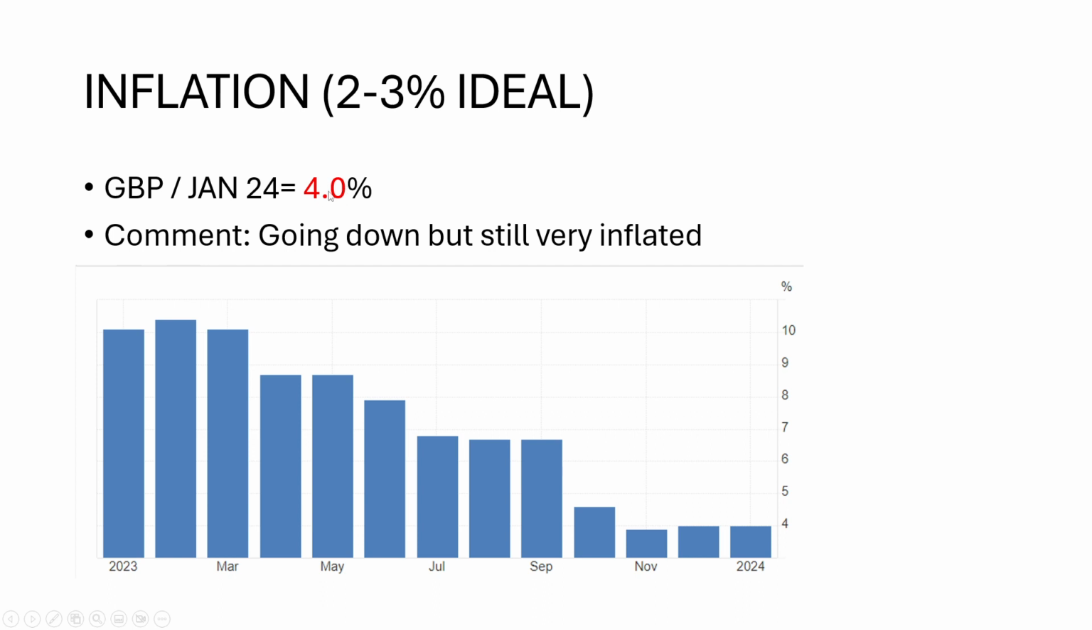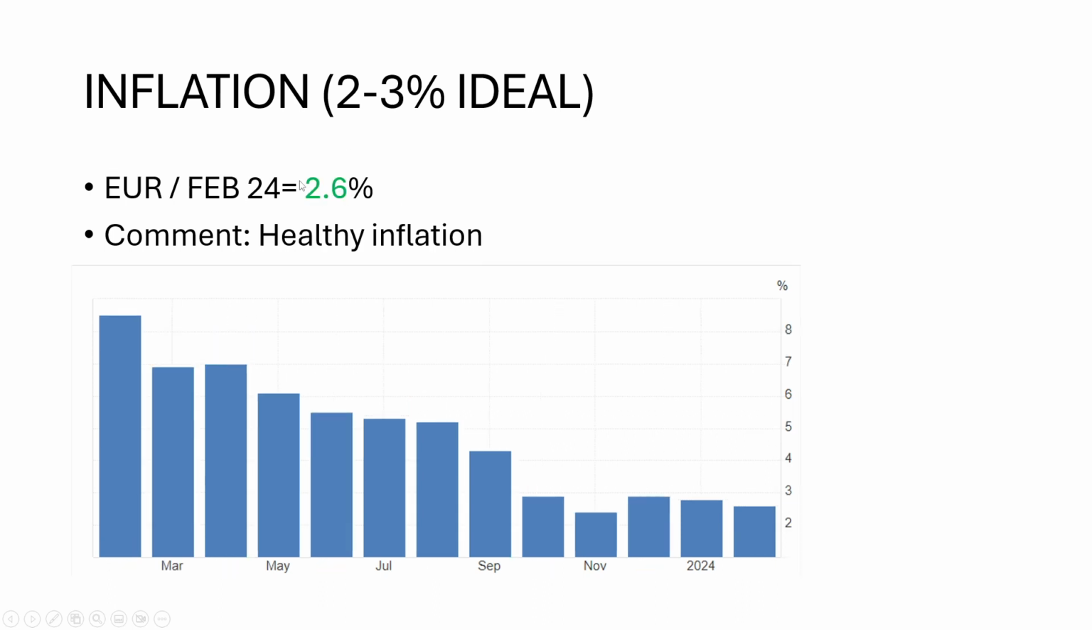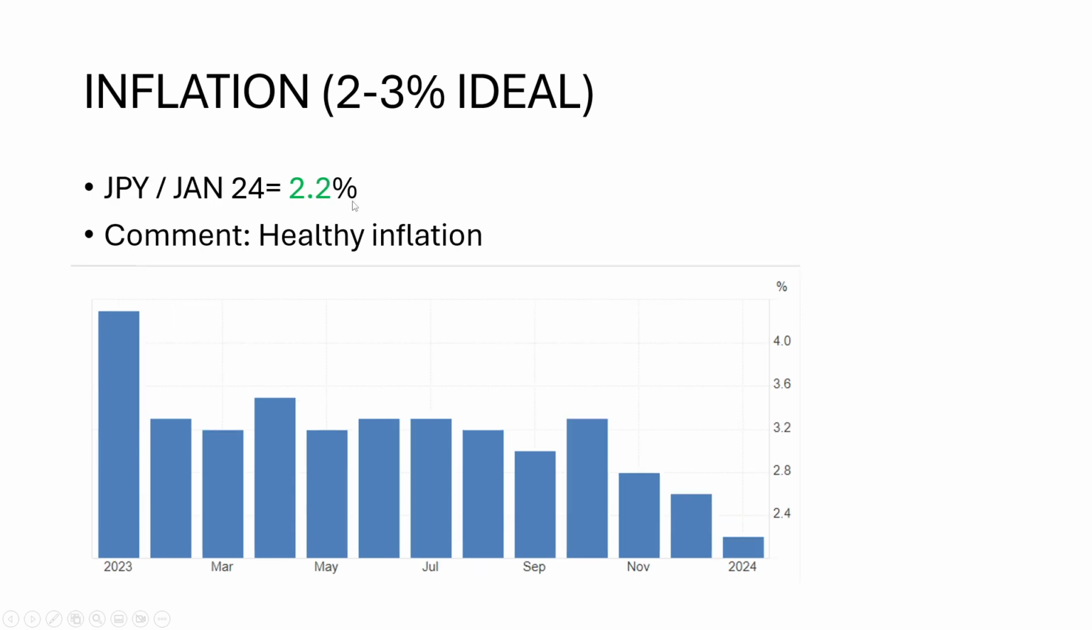Pound, again, 4%, we want to hit 2, has gone down, needed to go down. Euro, actually quite good, within their ideal range. And Japan, in terms of inflation, is actually at a healthy inflation, but we can appreciate the fact that their economy, with the interest rates, which funnily enough have increased, but we'll talk more about the yen a bit later.